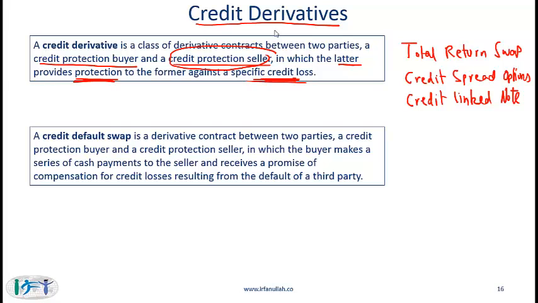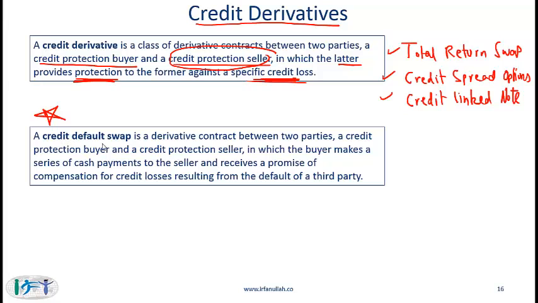There are several types of credit derivatives. The curriculum talks about a total return swap, credit spread options, credit linked notes. But the most important type of credit derivative, and the one that you are most likely to be tested on, is a credit default swap.